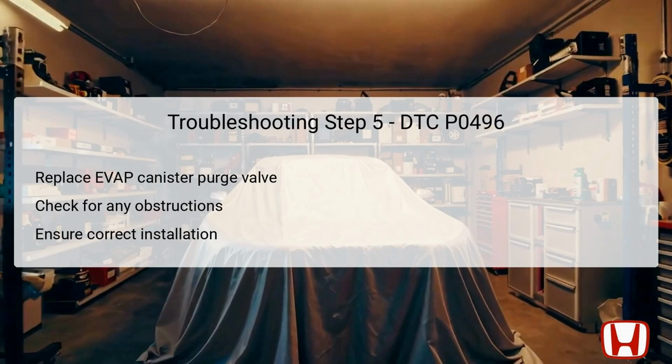You'll want to inspect the area for any obstructions or debris that might hinder the valve's operation. Always refer to the manufacturer's service manual for specific instructions regarding the installation process and torque specifications. Ensuring that the part is correctly installed will provide the best chance of resolving the DTC P0496 issue permanently.